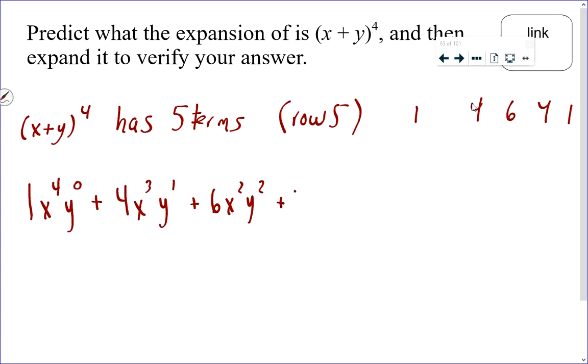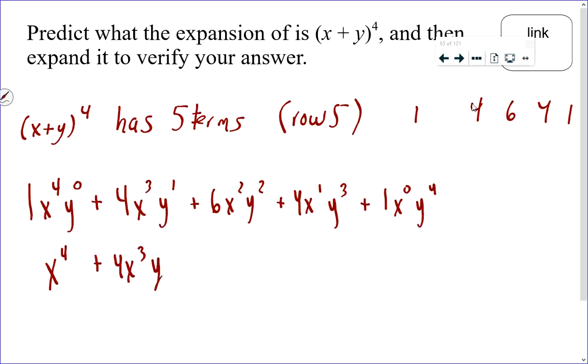And then 4, it will be x to the 1, y cubed, and then finally back down to 1, it will be x to the 0, y to the 4. There's certainly a lot we don't need to write here. To clean it up, we can do the following. I don't need to write the 1, and I don't need to write the y to the 0.